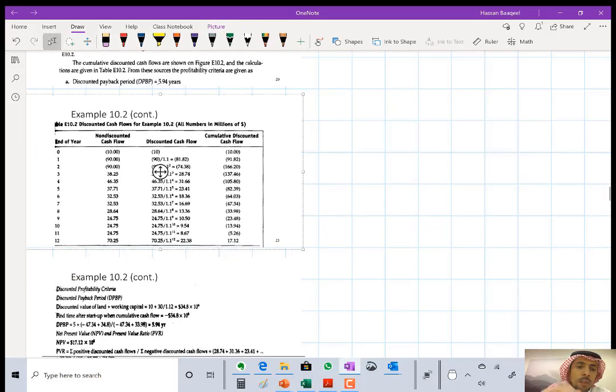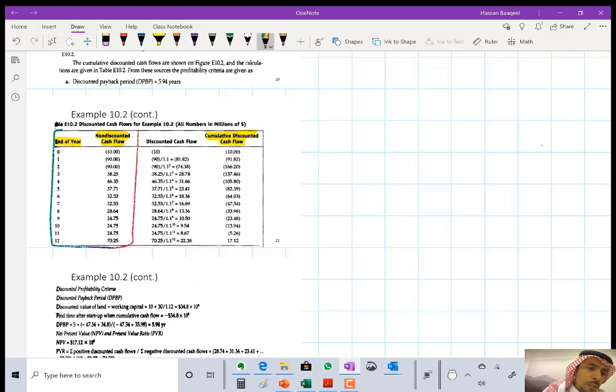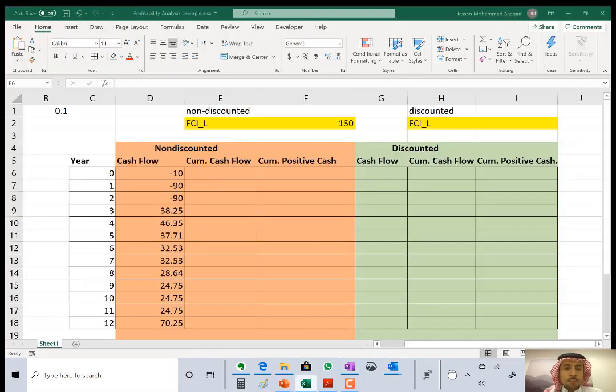Let's recap. In example 10.1 we have calculated in details the cash flows we have at each year and the cumulative cash flows. Okay, so I will solve this problem through Excel, and I will take these two columns that we have developed or calculated in 10.1, and I will take it into Excel.